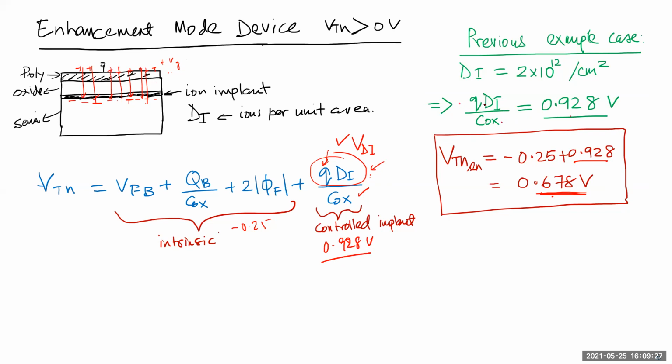I know Cox, I know Q. I calculate Di, and that Di happens to be 2 times 10 to the power 12 ions per centimeter square. If I bombard this much ion implantation into this, then the VT will turn from minus 0.25 to 0.68.